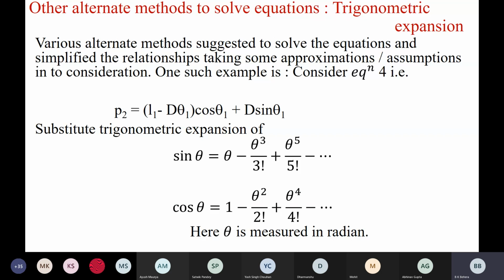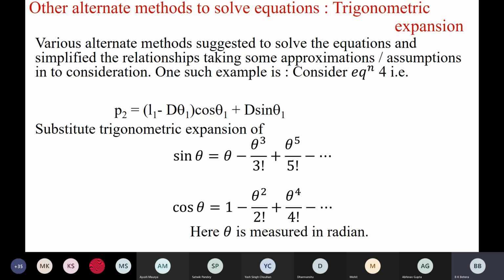There is another alternative way to solve this equation. This is the second approach. In this second approach, we take the help of trigonometric expansion. So again, take your equation number 4. Please remember these 7 equations, you have to always remember. Equation number 4 is P2 is equal to L1 minus d theta 1 cos theta 1 plus d sin theta 1.